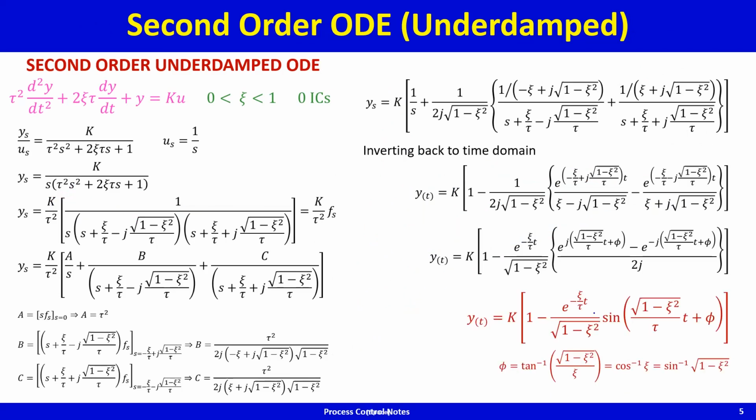if chi is 0, this term goes to 1, and you'll get a pure sinusoid, you get sustained oscillations. Now if chi goes less than 0, then this term is going to blow up, and then you'll get oscillations that blow up.